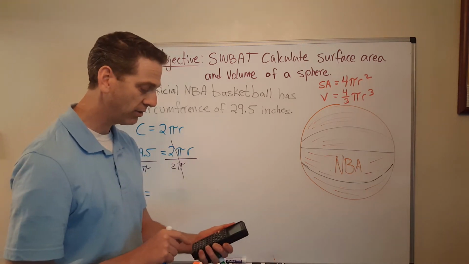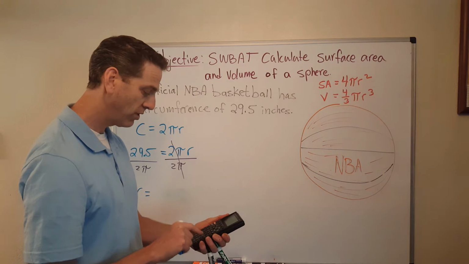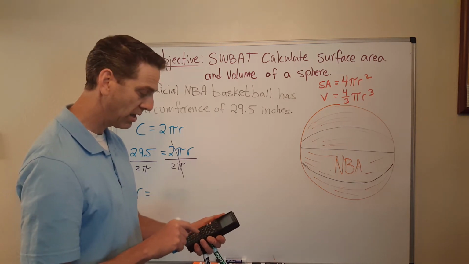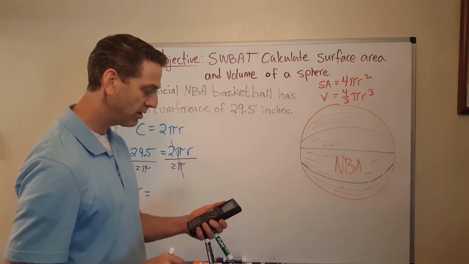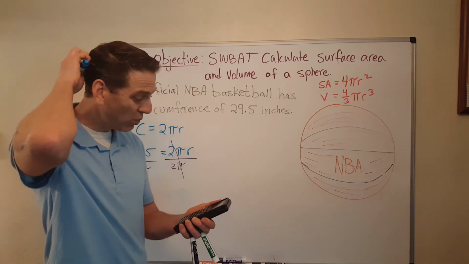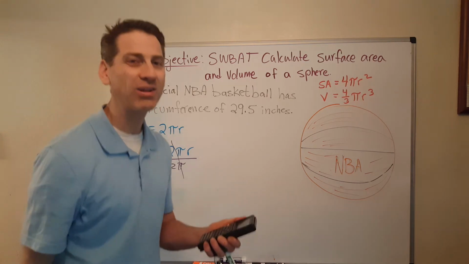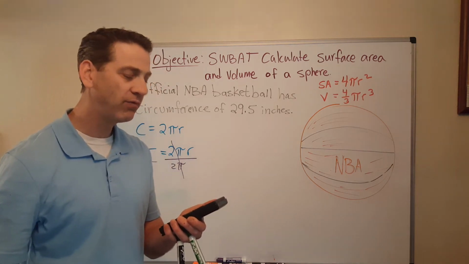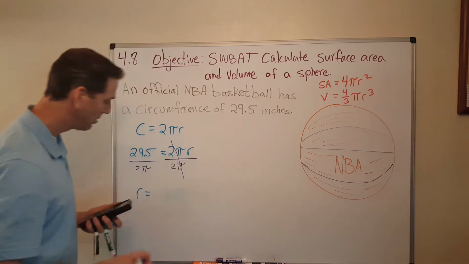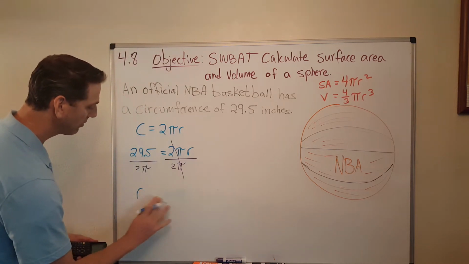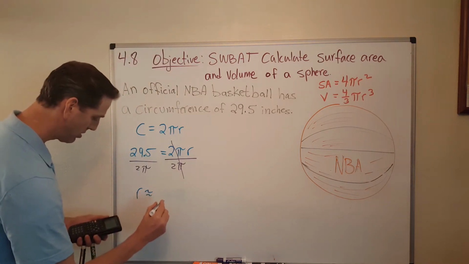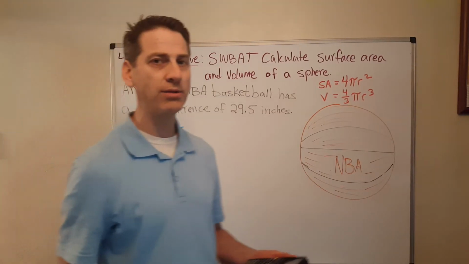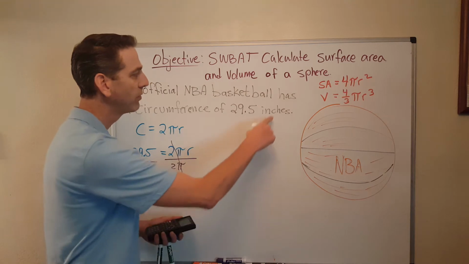Well, I got my calculator here. 29.5 divided by 2 pi is about, we'll round it to one decimal, 4.695. I'll say 4.7. So again, it's approximately equal to 4.7. 4.7 what? Inches.